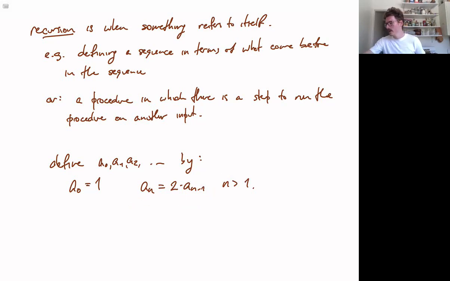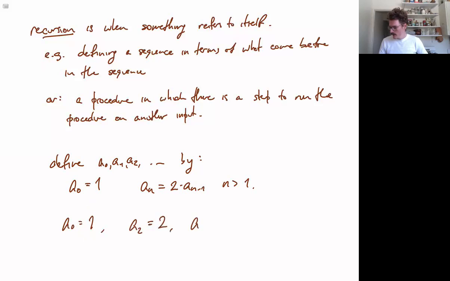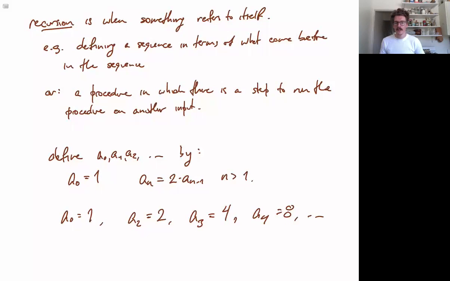So for example, how would we compute the terms of the sequence? Well, A0 is 1, A1 is 2 times the previous term, so it is 2. A2 is 2 times this previous term, so now it's 4. A3 is 2 times this previous term, which is 8, and so on. So this is an example of a recursively defined sequence.